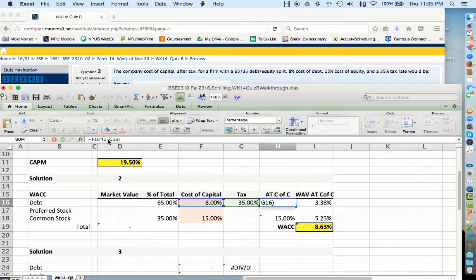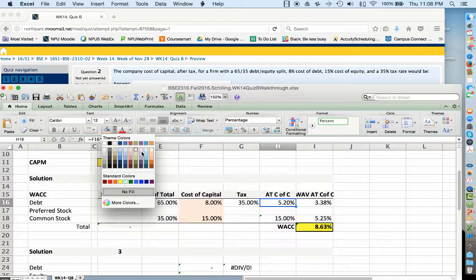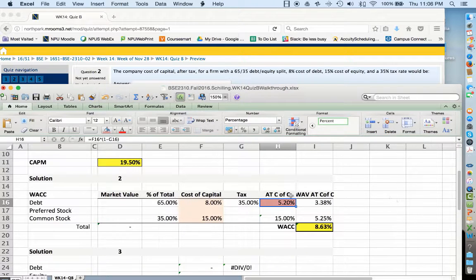And that gives us the after-tax cost of capital for the debt of 5.2%. So generally, for debt, if you have a tax rate, that number right here, the after-tax cost of capital that I'm highlighting in pink, should be lower than the cost of capital. If you don't have that, then you've probably done something wrong in your calculation. And then the weighted average cost of capital is simply the after-tax times the percentage of the market value.